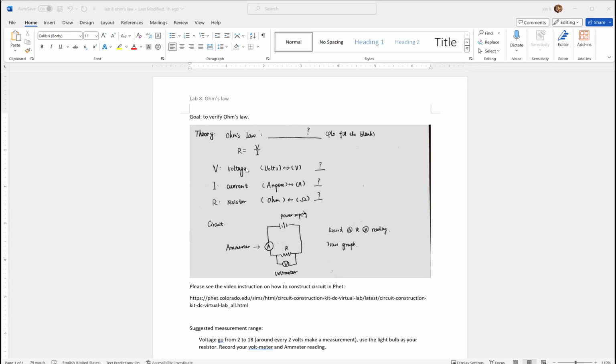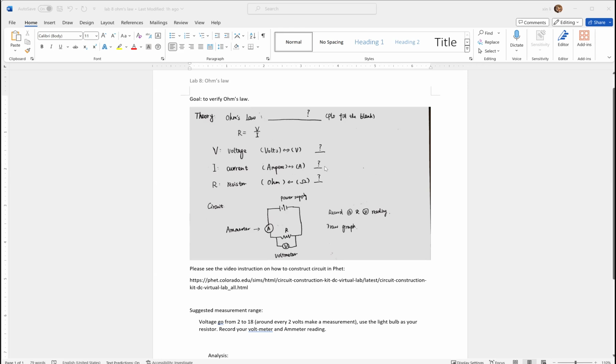You have to understand that V here is voltage, I here is the current, and R here is resistance. The unit for voltage is volts, the unit for current is amp, and the unit for resistance is ohm. So these are the units. You also have to write the definitions for voltage, current, and resistance. Try to find the answer, the definitions for these three physical quantities.